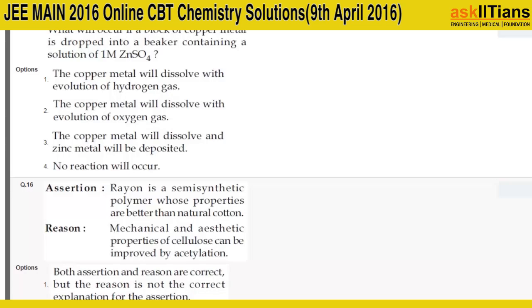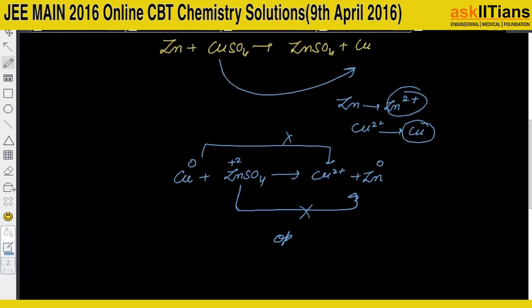Let me look into the options. The option says that copper metal will dissolve with the evolution of hydrogen gas. That's a wrong option. Option number 2 is the copper metal will dissolve with evolution of oxygen gas. Again a wrong option. The third option is the copper metal will dissolve and zinc metal will be deposited. Again a wrong option. And the other option is no reaction will occur, and hence we can say that this is the correct option for this particular question, and hence coming over to option number 4. So students, this was about question number 15th.